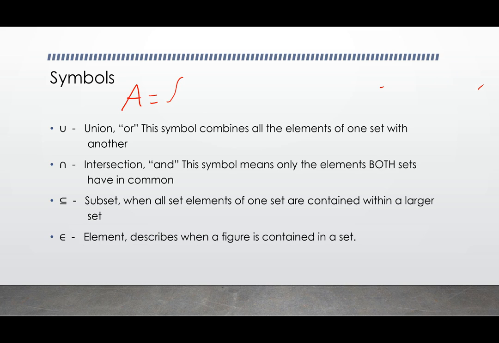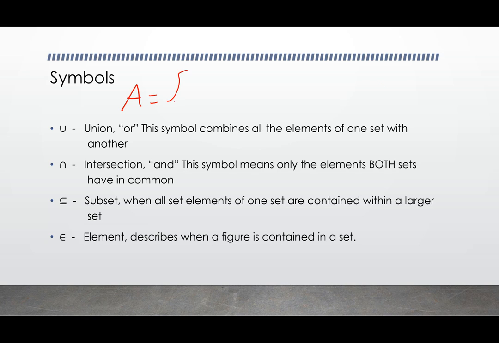The next symbol is the upside down version of that, which is called intersection. And this is kind of the word and. Again, we'll skip on that for now. This symbol means only the elements both sets have in common.